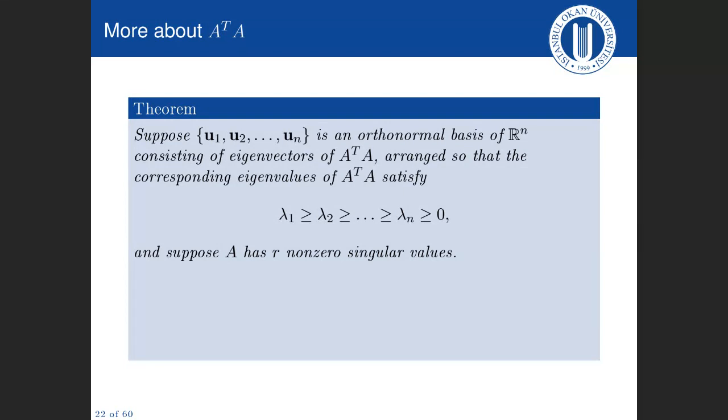Suppose that U1 up to UN is an orthonormal basis of Rn, so that's orthogonal vectors, and each one is a unit vector. Suppose that this consists of eigenvectors of A transpose A, and as always, we're arranging these so that if we write down the list of the corresponding eigenvalues of A transpose A, we get the biggest eigenvalue first, then the second biggest, then the third biggest, and so on.